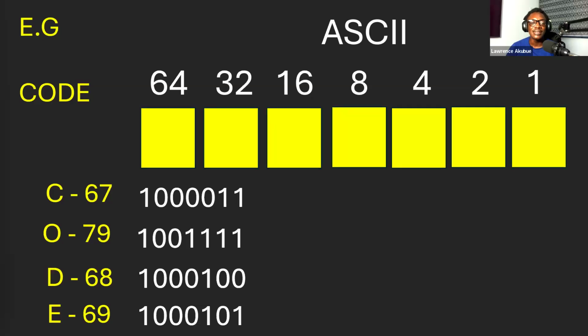In the same way, 79. How can we get 79 with the combination that we have seen there? For us to get 79, we have to add 64 plus 8 plus 4 plus 2 plus 1. That's how you can get the capital letter O, 79. That's why you are seeing 1001111. So how do we get 68? You see the combination there and all.